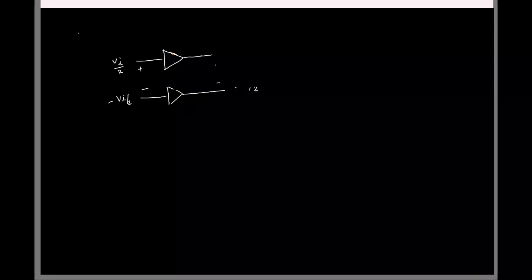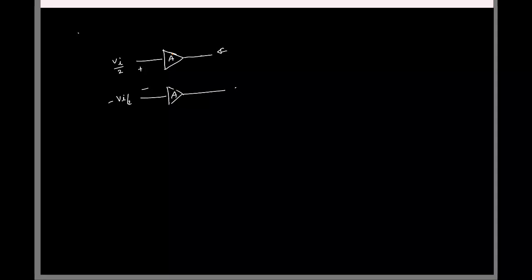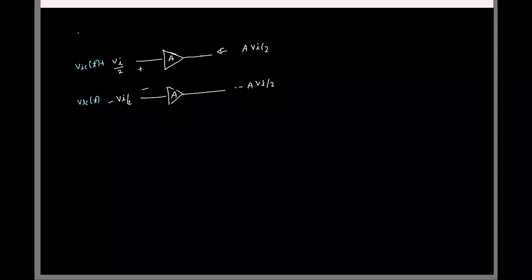Okay, so let's say this is now an amplifier with gain A. What will be the output here? A times Vi by 2. This will be minus A times Vi by 2. So the differential signal is getting amplified by a factor A. Looks all fine. But let's say I have some signal that is getting added to this. What will be the contribution due to this signal at the output? Same thing, A times VIC. Here also plus A times VIC. Now again, if I take the difference, it seems fine.